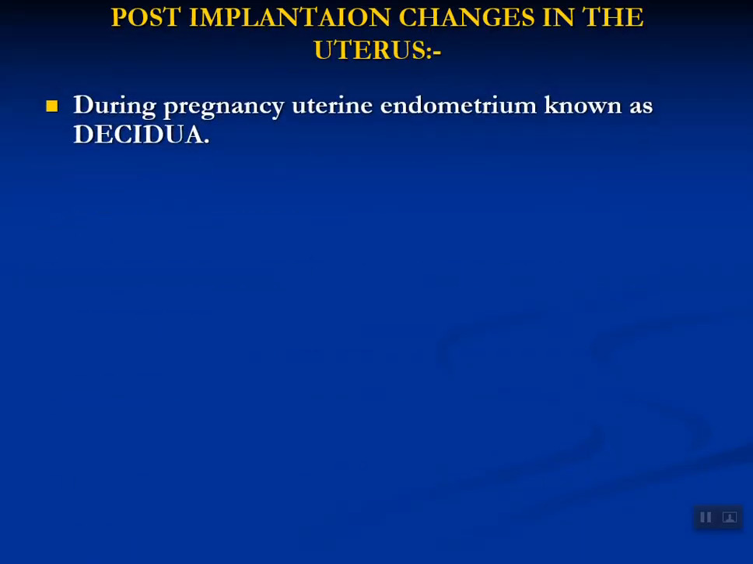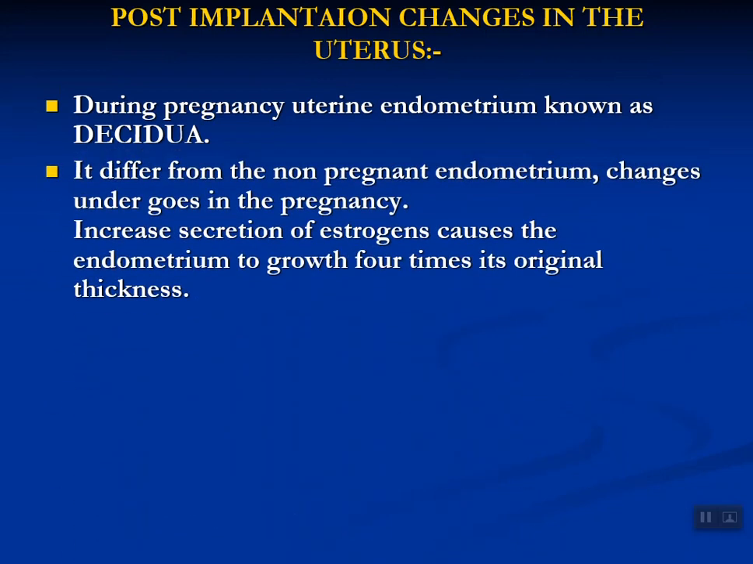Post implantation changes in the uterus. What are the changes occurring in the uterus? First, what is a decidua? Decidua is nothing but the endometrium of the pregnant uterus. During the pregnancy, the uterine endometrium is known as a decidua.